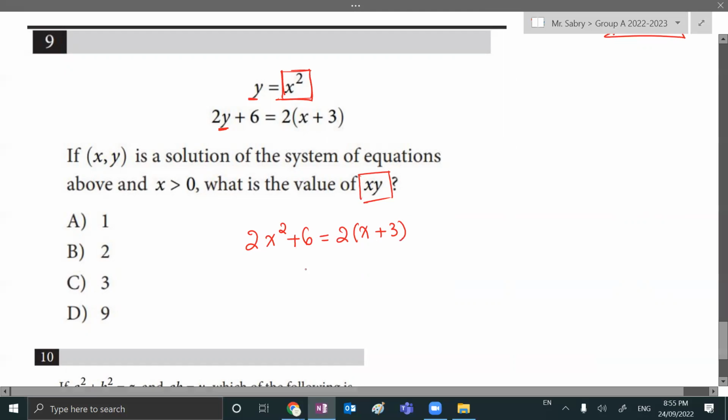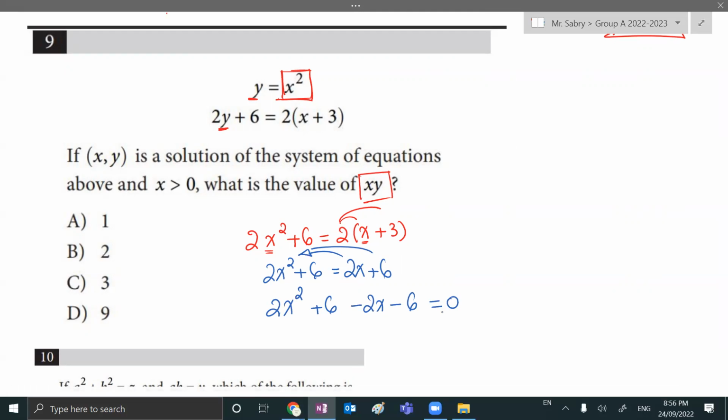Yes. Right. Now, because we have an x squared and x power 1, everything moves to one side and we make it equals to 0. But first we distribute. So now I'll have the 2x power 2 as it is plus 6 equals 2 times x, which is 2x. 2 times 3 is just 6. Move everything to one side and again make it equals to 0. So it will have 2x squared plus 6 and then minus 2x and then minus 6 and all equals to 0. Until this point, anyone has any issues?